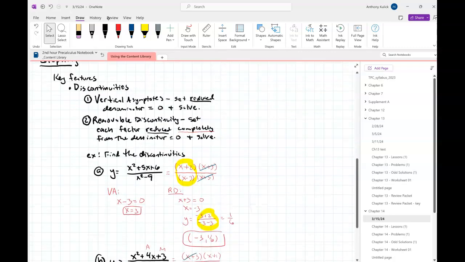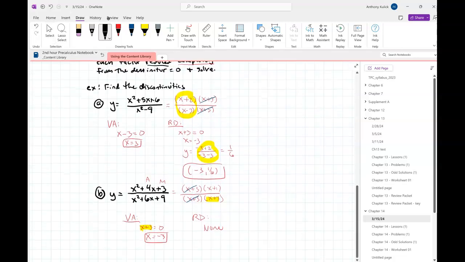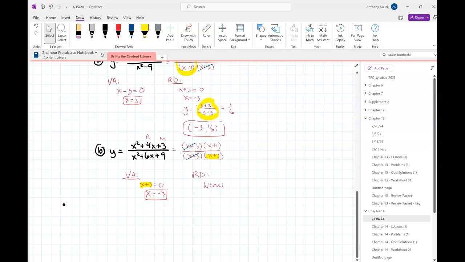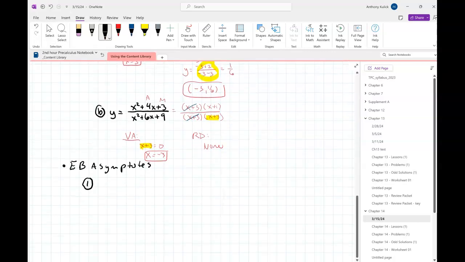All right. The next thing we're going to have are our end behavior asymptotes. And here we can have 3 cases. We can have y equals 0. This occurs if the degree of the numerator is less than the degree for the denominator.